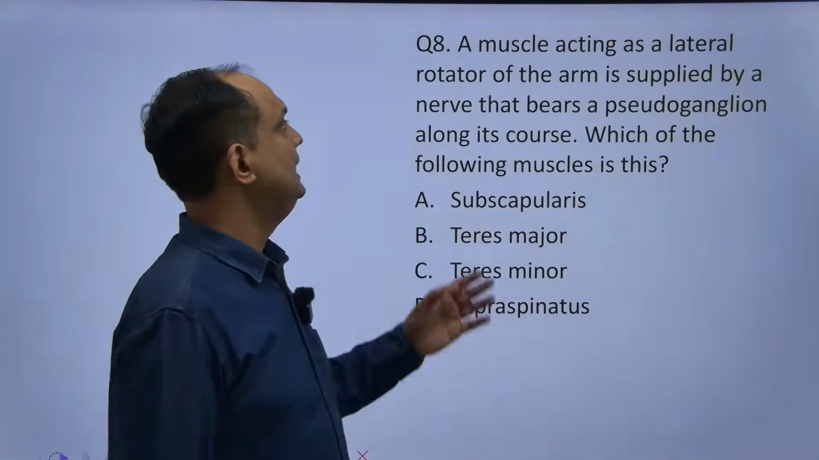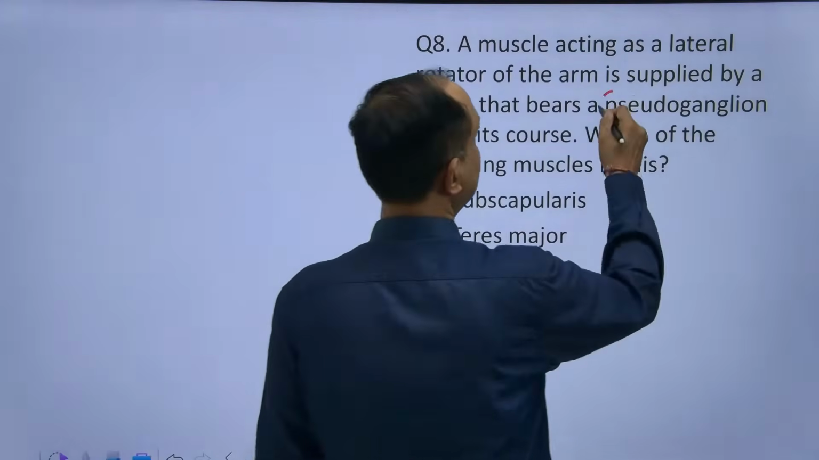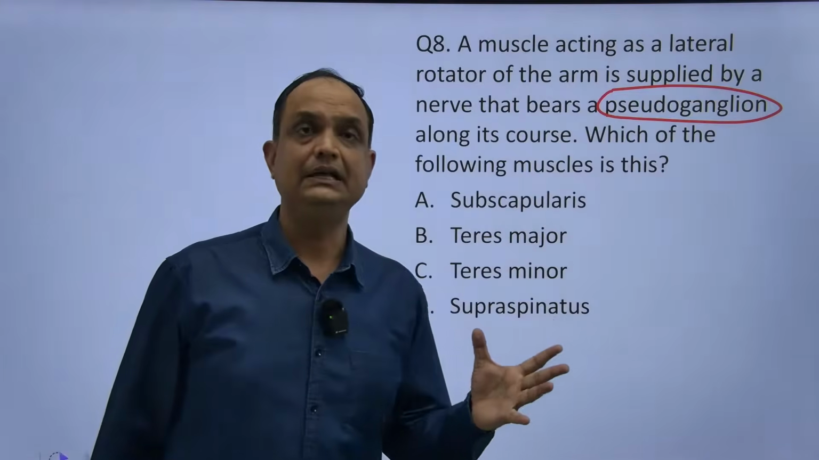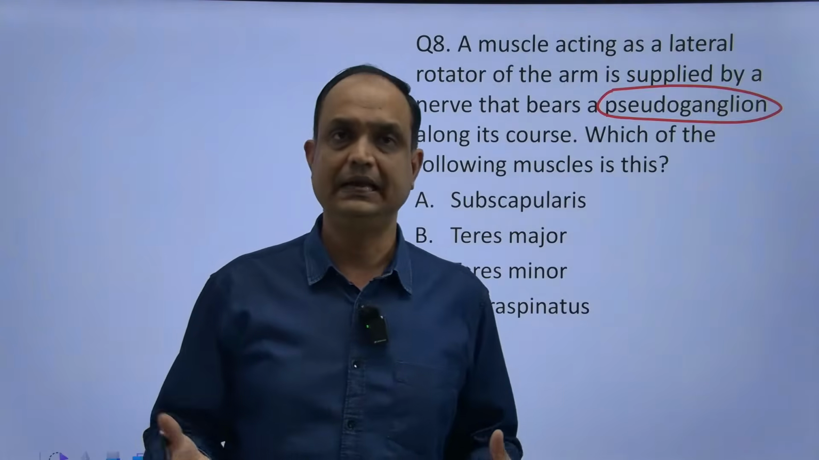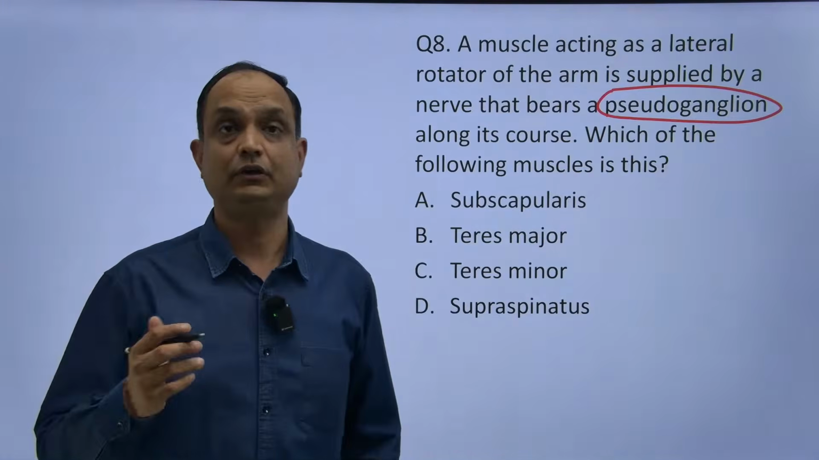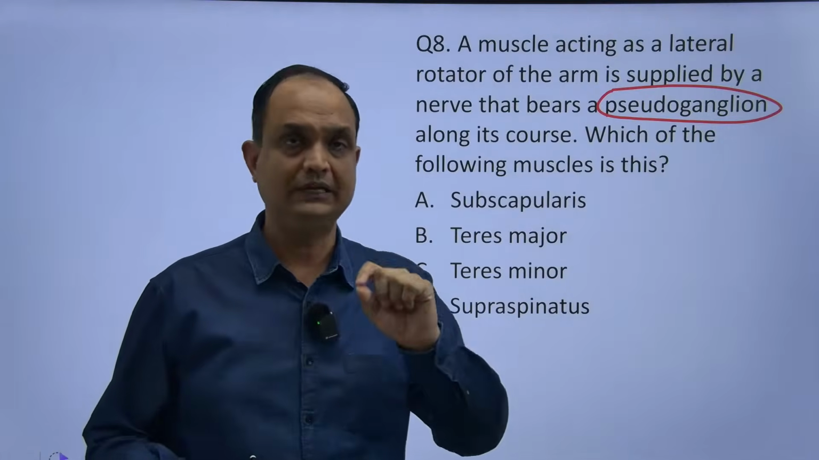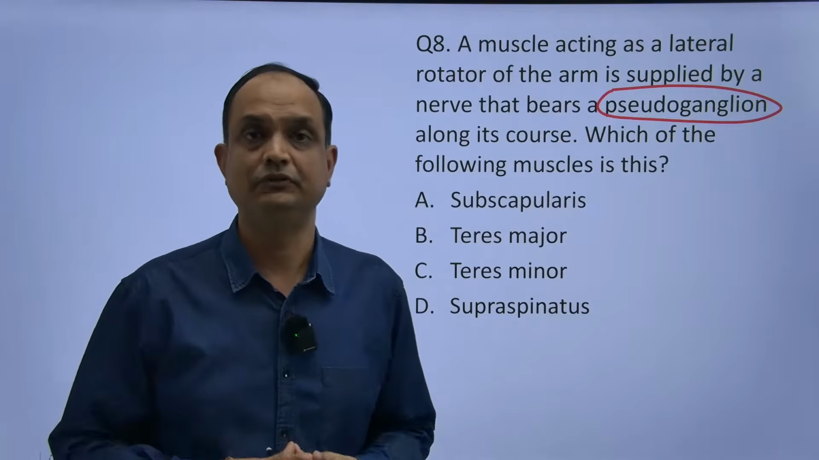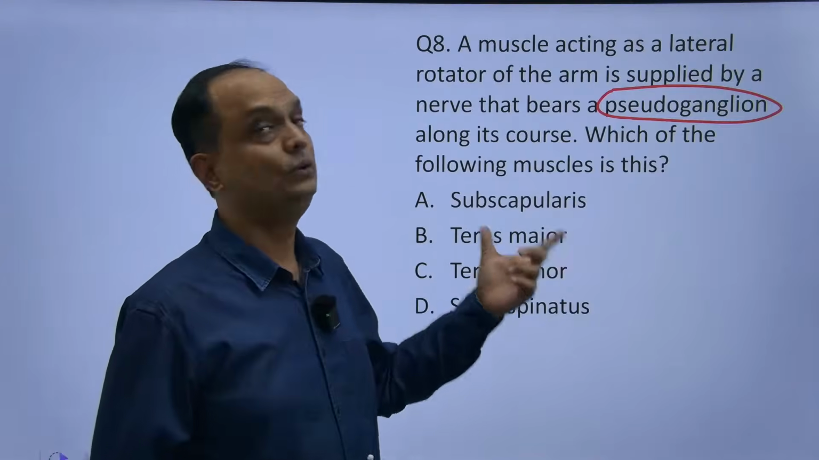A muscle acting as a lateral rotator of the arm is supplied by a nerve that bears a pseudoganglion along its course. Which of the following muscles is this? Now what is a ganglion? A ganglion is a collection of neuronal cell bodies outside the CNS, like sympathetic ganglia, or any ganglion of a cranial nerve. But here you are using the word pseudo. That means when you see with the naked eye, you will realize that there is a dilatation present in the nerve. But when you put that dilated part under the microscope after sectioning, you will realize that it is not a collection of neuronal cell bodies. It may be due to a collection of fat in the neural sheath. So it is not a true dilatation.